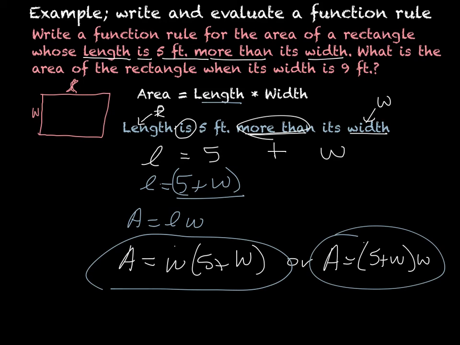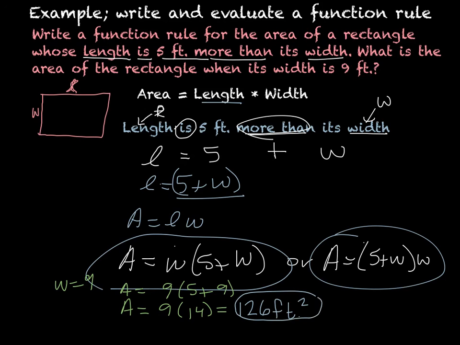Now we want to find the area of the rectangle when the width is 9. So I'm going to put 9 in. So I have A equals 9 times 5 plus 9, putting 9 in for W. So my area is going to equal 9 times 5 plus 9 is 14. 9 times 14 is 126. And since that is an area, and we are talking about feet, it's going to be 126 feet squared. And that is your final answer.